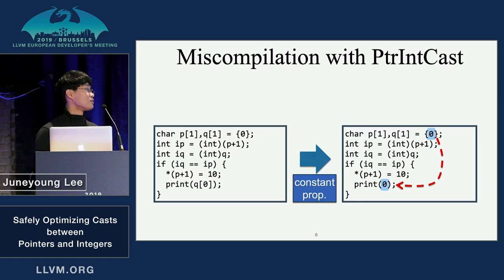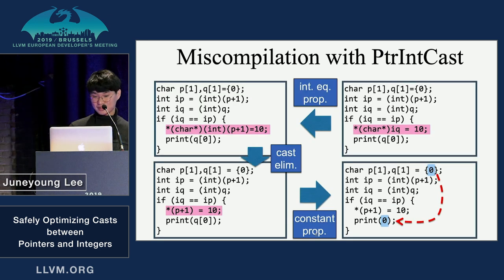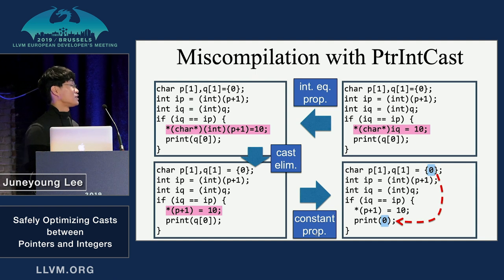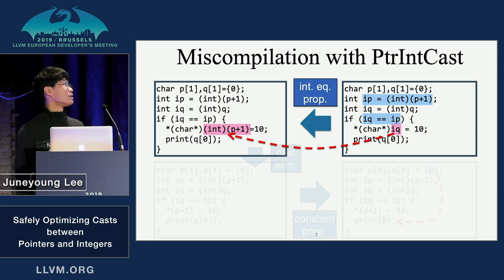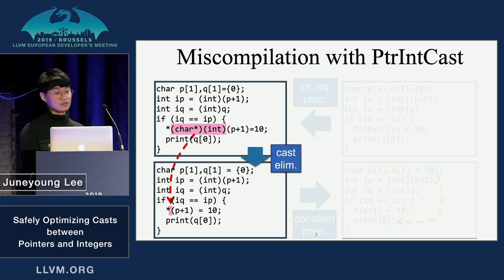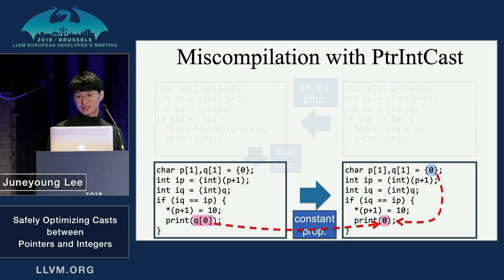In order to show that, I will expand the previous example by adding two more optimizations. The first one is integer equality propagation, and the second one is cast elimination. You can see that only the red lines are changed in this example. First, integer equality propagation replaces iq with an integer cast from p plus 1, because iq equals ip, and ip equals an integer cast from p plus 1. Second, cast elimination removes these two casts, which are an integer to pointer cast followed by a pointer to integer cast. And then finally, there is a constant propagation, which was explained before.